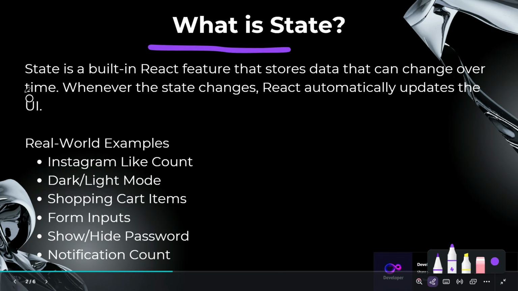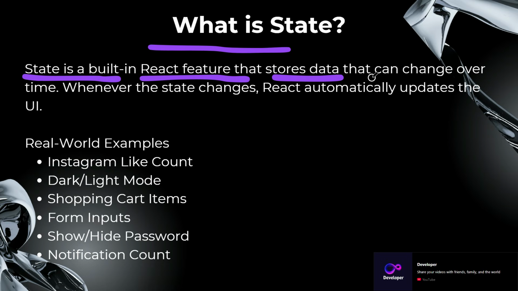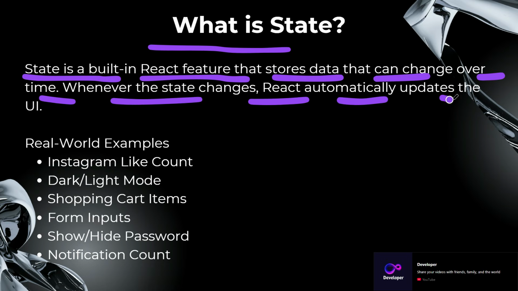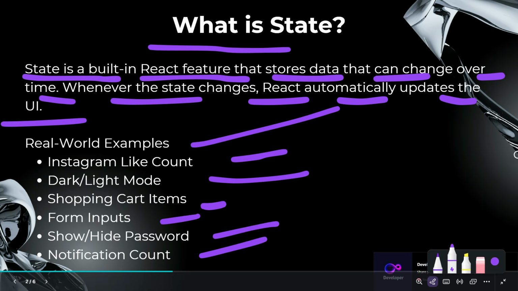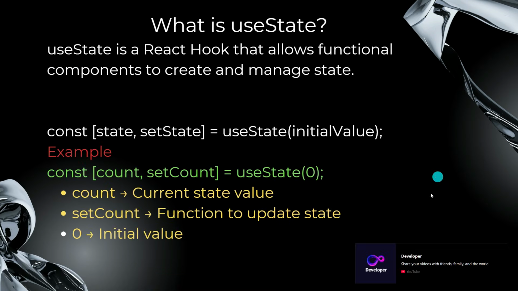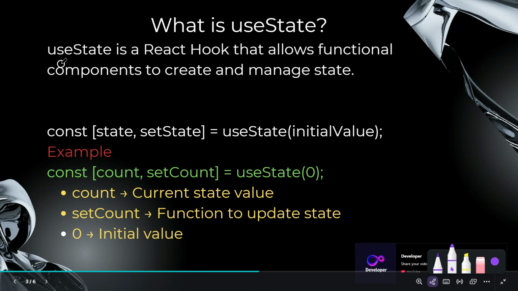What is state? State is a built-in React feature that stores data that can change over time. Whenever the state changes, React automatically updates the UI. Real world examples: Instagram like count, dark and light mode, shopping cart items, form input, hide password, and notification count. We will see all these examples in this tutorial.